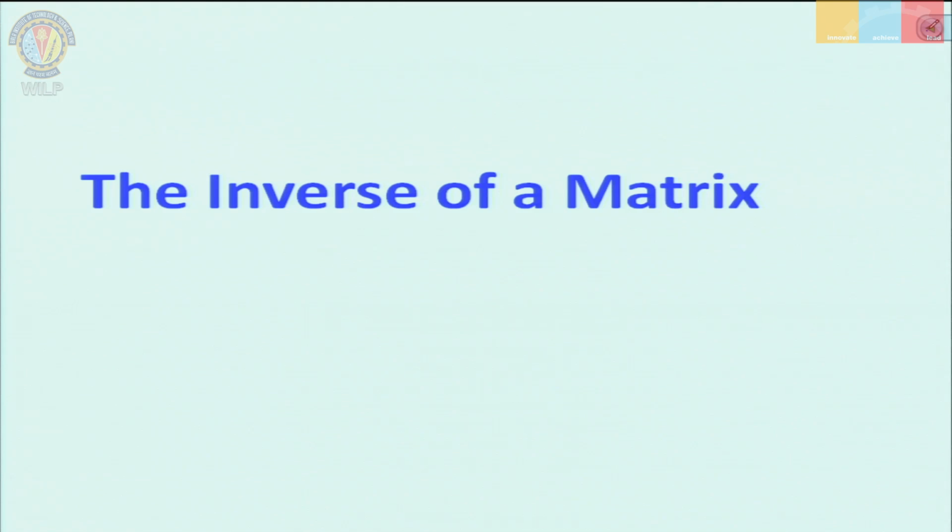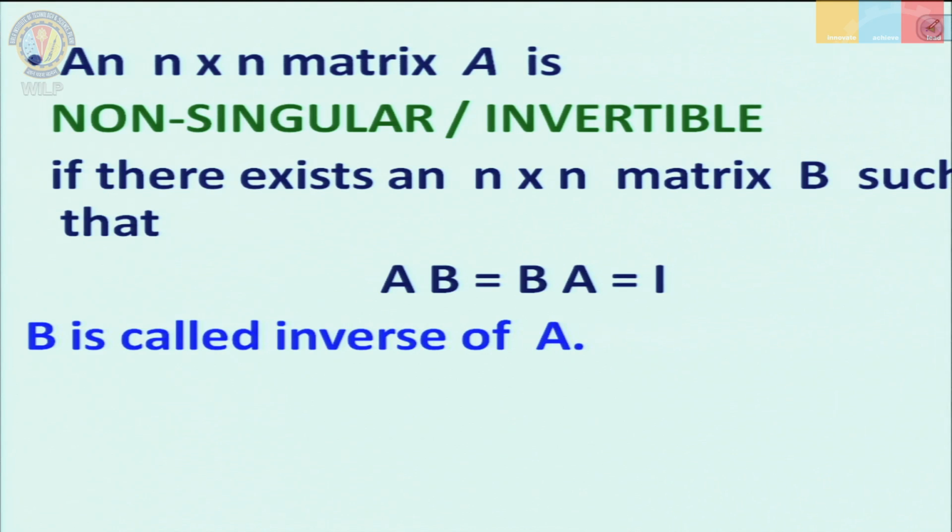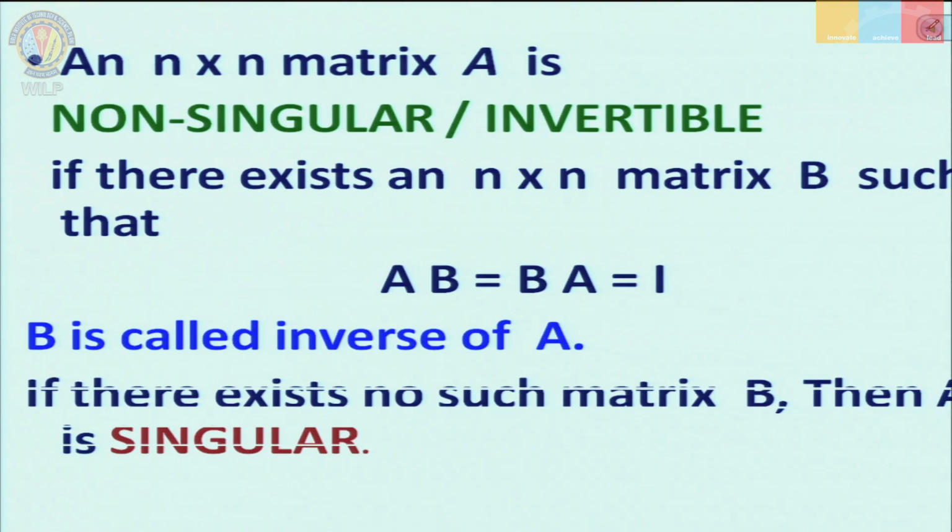Fine. Let us see how to find the inverse of a matrix. Exactly in a similar way, first you see what is here. Inverse of a matrix means a matrix A is said to be non-singular or invertible if you can find another matrix B such that A into B is equal to B into A is equal to I, the identity matrix. Then we say that B is called the inverse of A. And if it is not possible, if you cannot find such a matrix B, then you say that A is singular.